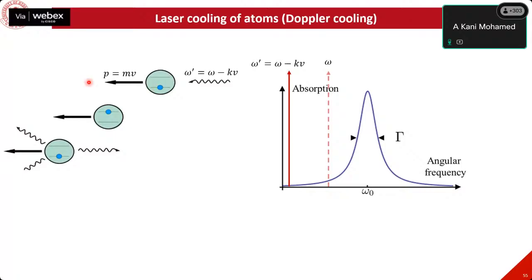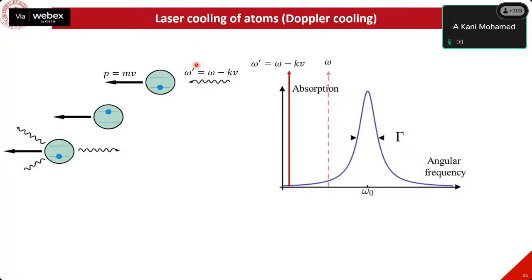If the atom moves in the opposite direction, it sees a frequency of omega minus k. This is further red detuned, where the absorption is at a minimum. So the cooling is not going to take place. Only the atoms which are moving towards the laser light are being cooled by this laser beam.